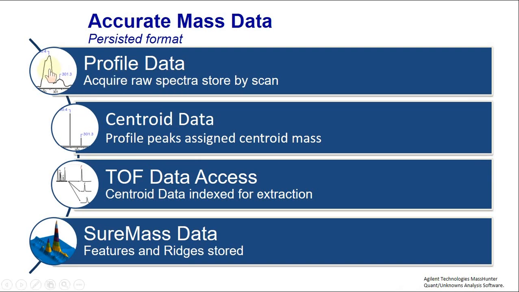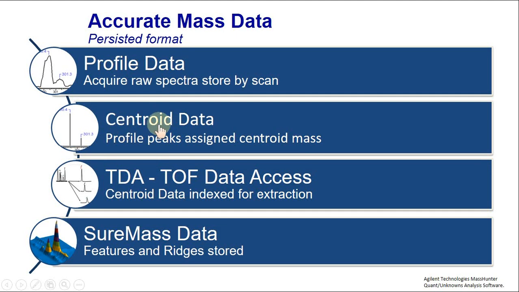An algorithm can assign from these profile peaks a mass, the centroid. So here we see the stick figures that are the distillation of this information from the profile data. Now that saves a lot of space by assigning these centroid masses.